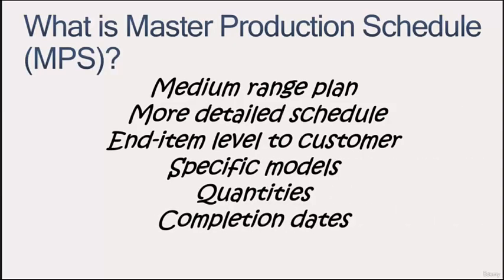The MPS is a minimum range plan that's more detailed than the production plan. The MPS takes the data at the product family level from the production plan and breaks it down to the end item level. The end item is the item that is delivered to the customer. If we use our earlier bicycle example, what this means is that at this stage, the specific models of bicycles are identified, their quantities and completion dates.